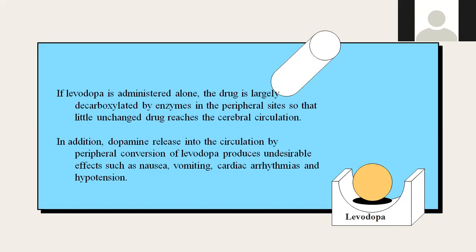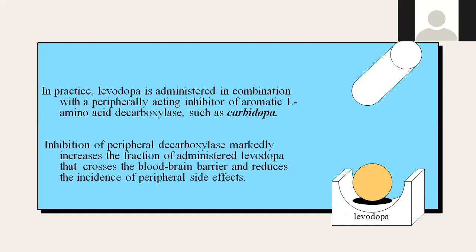Now, when there is a peripheral conversion of levodopa, it can elicit certain undesirable effects, for example, nausea, vomiting, cardiac arrhythmia, and hypotension. So how will we manage this situation? We always administer levodopa in combination with carbidopa. And what does it do? It inhibits peripheral decarboxylase and increases the fraction of administered levodopa that crosses the blood-brain barrier.